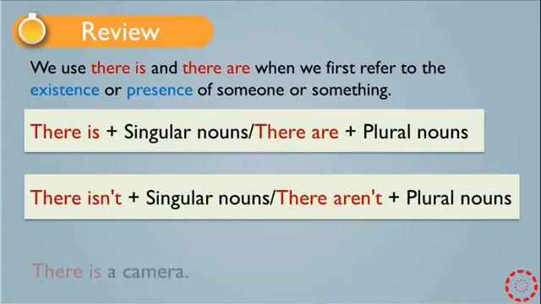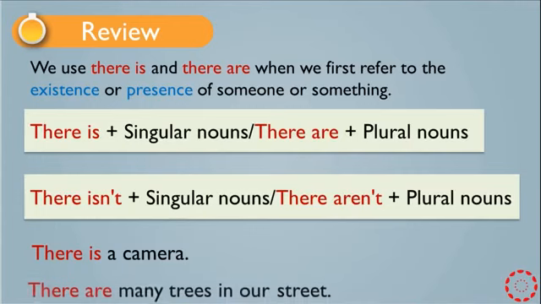For example, there is a camera. Look at that sentence. We use there is. Why? Because camera is a singular noun. When we change that sentence, which is a positive sentence, to the negative one, we will say what? We will say there isn't a camera.